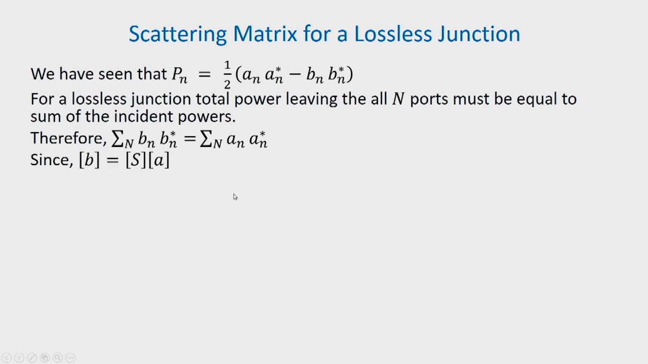Now, since we have B is equal to S A, we can write B n to be equal to sum of S n i A i. So, B n is the nth element of the B vector, and that can be obtained by multiplying the corresponding elements of the nth row with the elements of vector A and summing them over i from 1 to n.